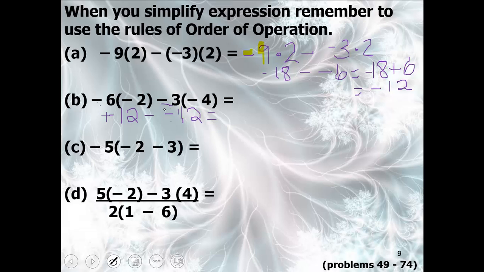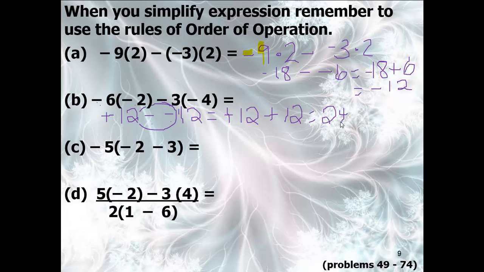Now again, I have a double negative right here. Subtracting off the negative, I'm going to add the opposite. So I have positive 12 plus a positive 12. And my answer is 24. Okay?